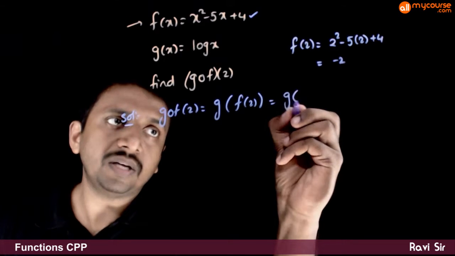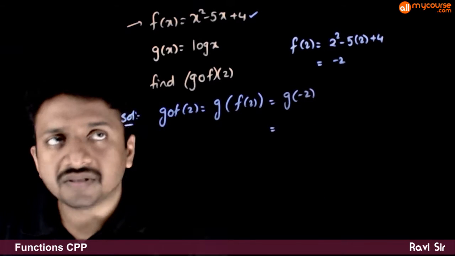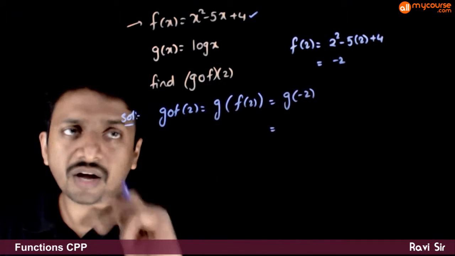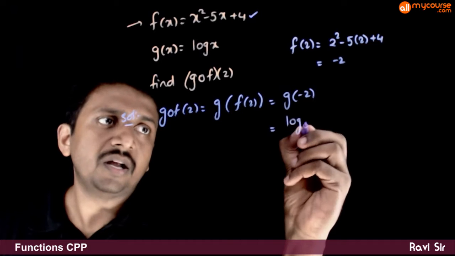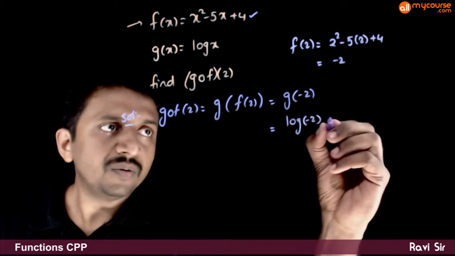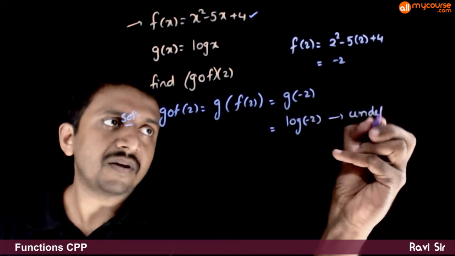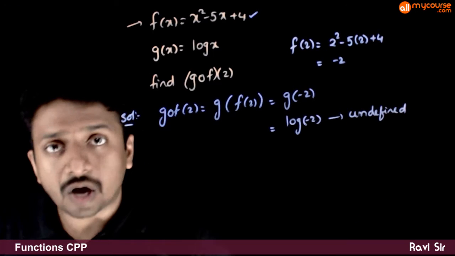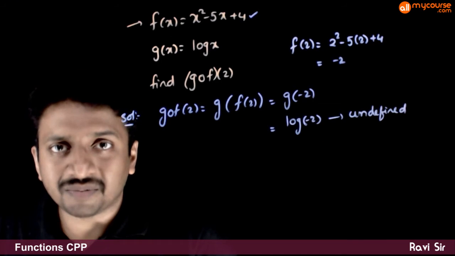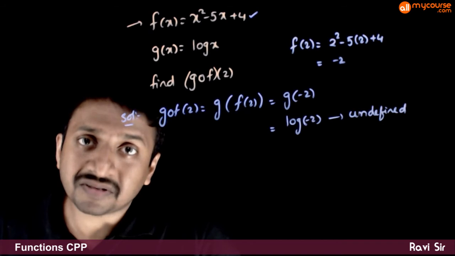So g of f of 2 is g of minus 2, which is equal to, g(x) is log x, so g of minus 2 is log of minus 2, which is undefined, because log is defined only for positive numbers. So log of minus 2 is not defined.